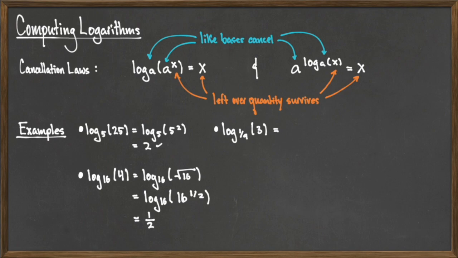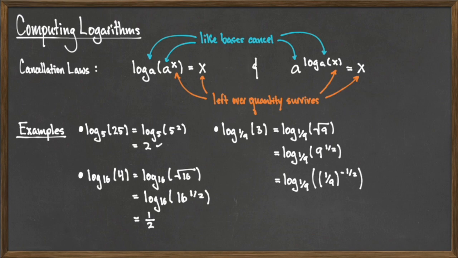For our last example, we'll look at log base 1 over 9 of 3. I can rewrite that 3 as the square root of 9, kind of like I did in the previous example with the 4 and the 16. Further, I can take that 9 to the 1/2 and rewrite it as 1 over 9 to the negative 1/2. I'm forcing that negative in there so that I can make that inside look like a fraction so that my bases match. And now that the bases match, my cancellation law takes over and I just get left with the final answer of negative 1/2, and we're done.